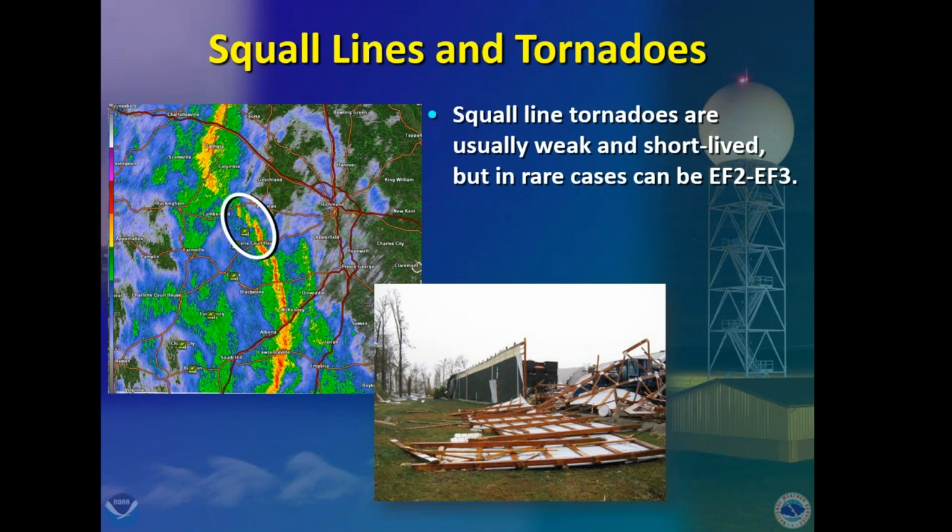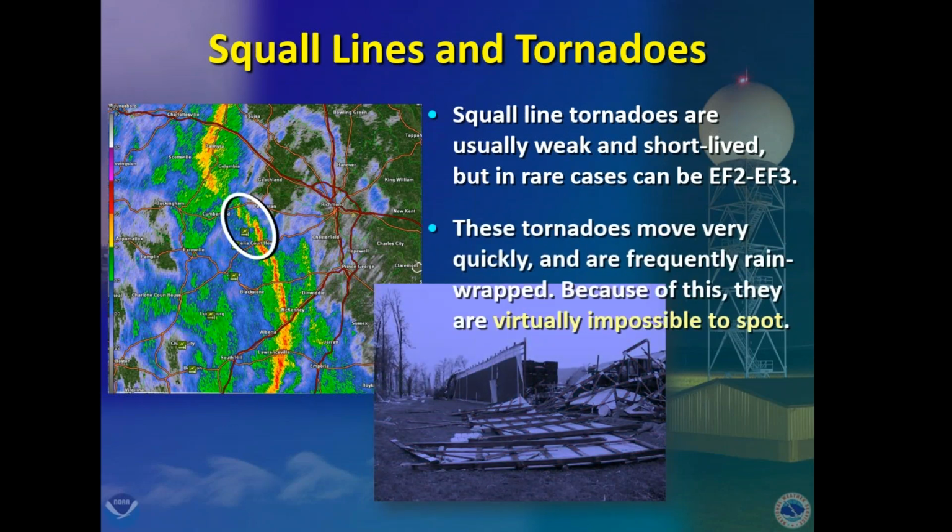However, the problem with the squall line, the second issue, is that they're going to be what's called rain wrapped. And if you think about the line of storms that comes through within a squall line, you just get heavy rainfall. And within that squall line, you're basically going to have a circulation that's obscured by that heavy rainfall. So they're going to be very difficult to spot, almost impossible, really. And as a result of that, you'll have a very limited amount of time to get to a place of safety.